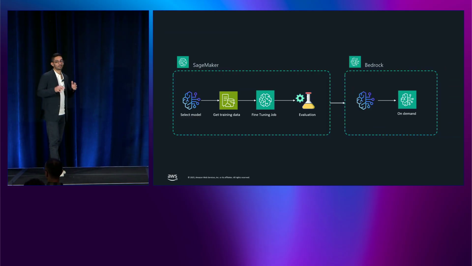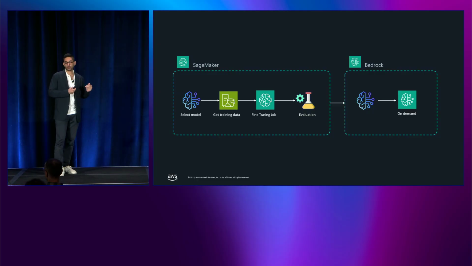Okay, so finally, we are ready to fine-tune our model. In Amazon SageMaker, we start by selecting the base model. As I said earlier, we chose Amazon Nova Lite for the fine-tuning job. We pull our anonymized and normalized training data, and we push it into a fine-tuning job. Then we use the test data that we put aside earlier to evaluate our newly created model. If it passes our threshold, we are done. We can just push it into Amazon Bedrock and make it accessible on demand. Super simple, super powerful.